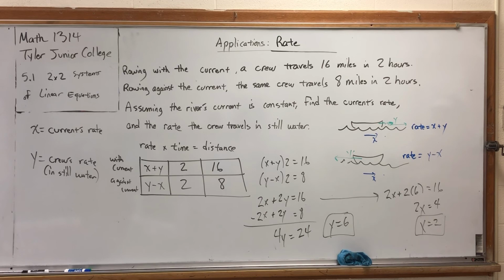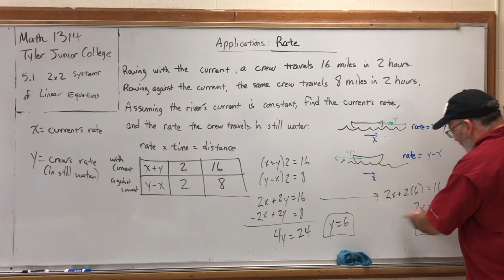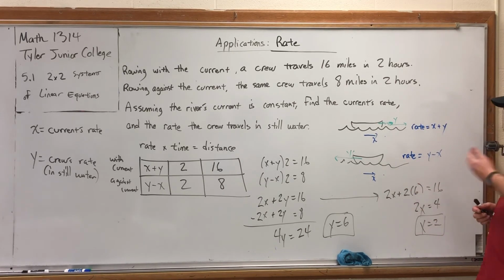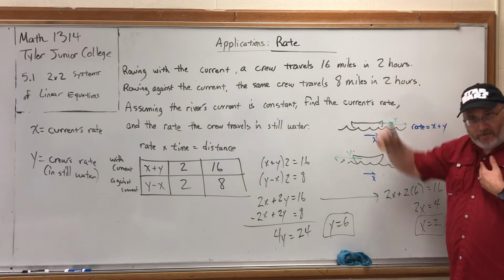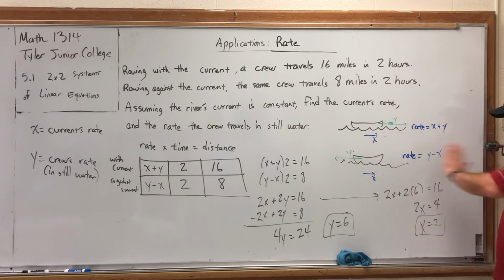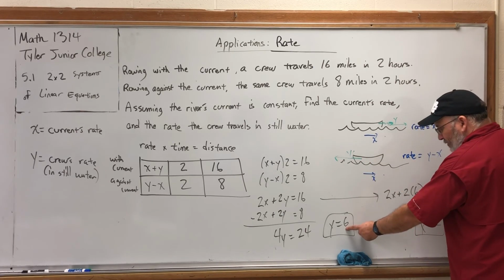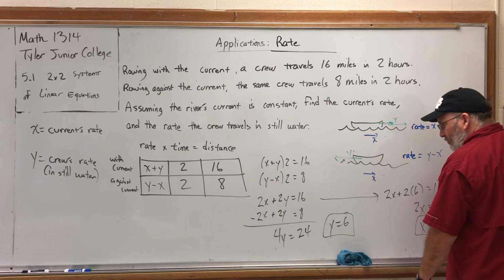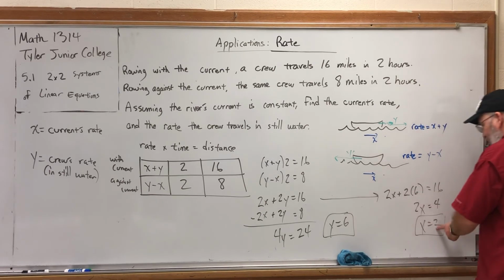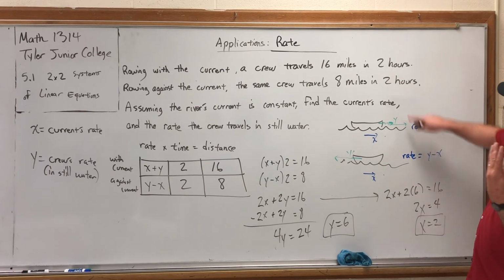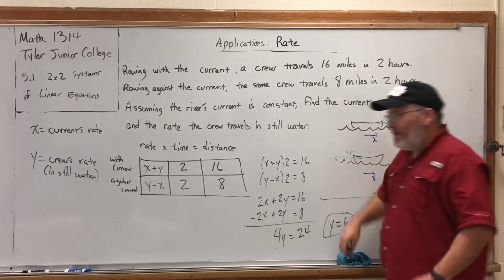Let's see if this makes sense. Together, they're going 8 miles per hour when they're going with the current. 8 miles per hour for 2 hours is 16 miles. On the return trip, the river is working against them, so the total speed they're traveling is 6 minus 2, which is 4 miles per hour. 4 miles per hour times 2 hours is 8 miles.